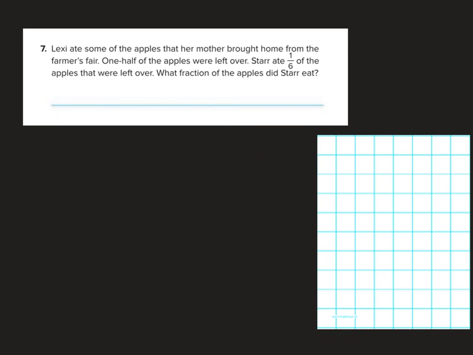Last problem here. Lexi ate some of the apples that her mother brought home from the farmer's fair. Half of the apples were left over, and Star ate 1/6 of the apples that were left over. What fraction of the apples did Star eat? Okay, so I need a 2 and a 6. I'm just counting the boxes so I can divide them easily into 2 and 6 equal pieces.